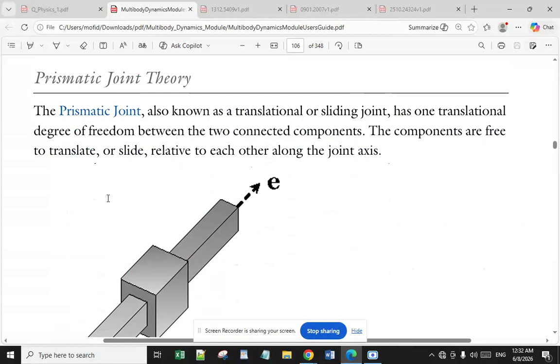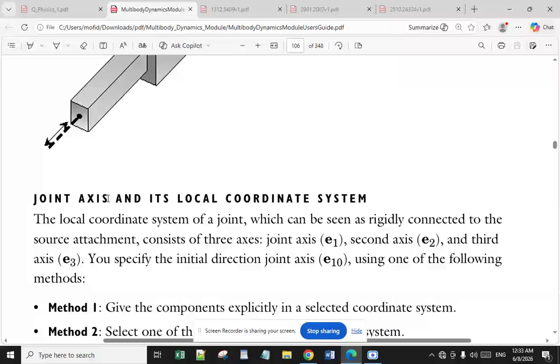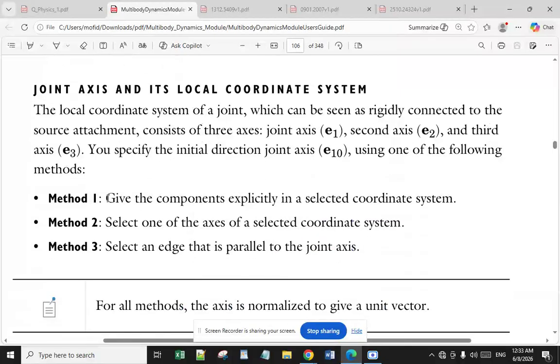The next theory is prismatic joint theory. The prismatic joint, also known as a translation or sliding joint, has one translational degree of freedom between the two connected components. The components are free to translate or slide relative to each other along the joint axis. Joint axis and its local coordinate system. The local coordinate system of a joint, which can be seen as rigidly connected to the source attachment, consists of three axes: joint axis e1, second axis e2, and third axis e3.